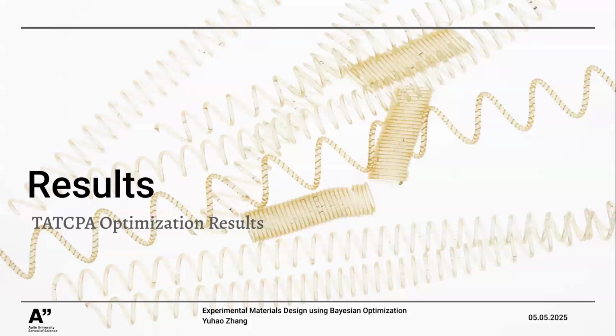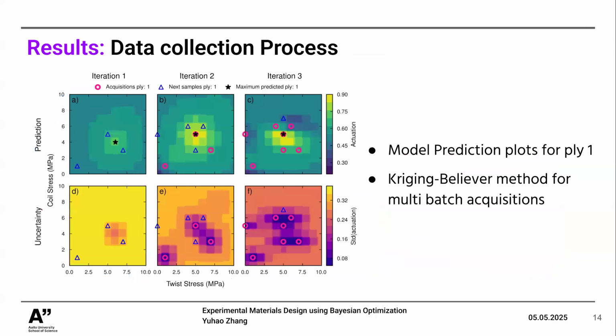So now on the results. We have concluded the optimization, and during the data collection process, this is what we get to see. Obviously the model is 3-dimensional, so here I plot slices along ply 1 just to be able to visualize 2-dimensional contour plots, where the x-axis is the twist stress and the y-axis is the coil stress. The top figures are the model predictions, and the bottom ones are the uncertainties with the predictions.